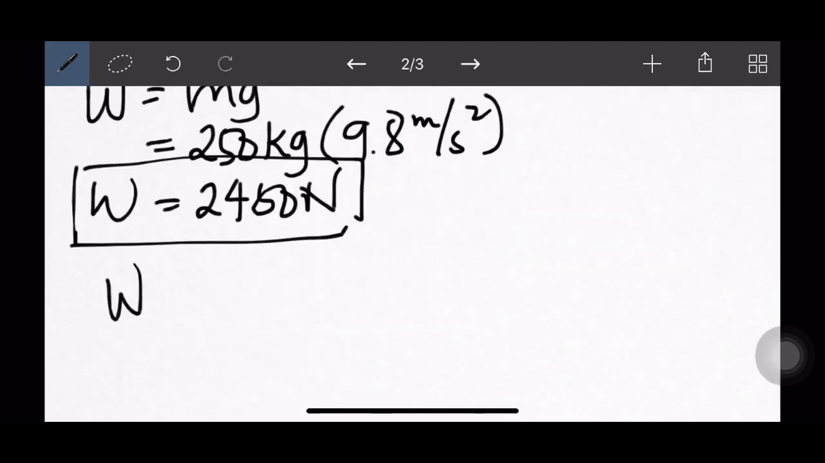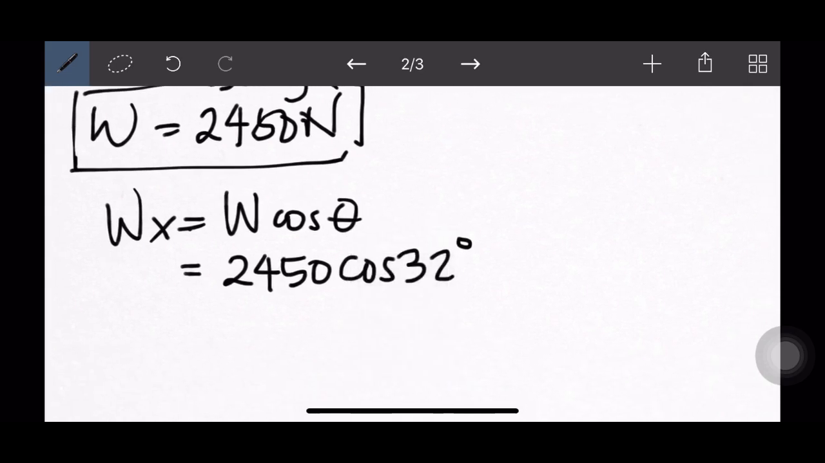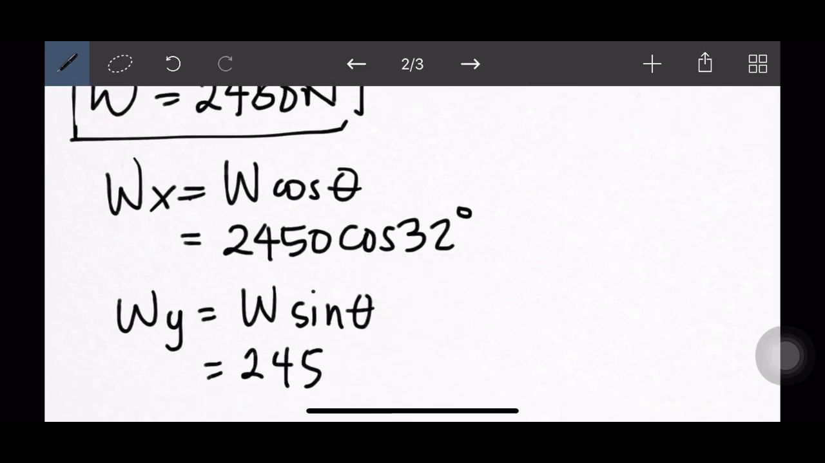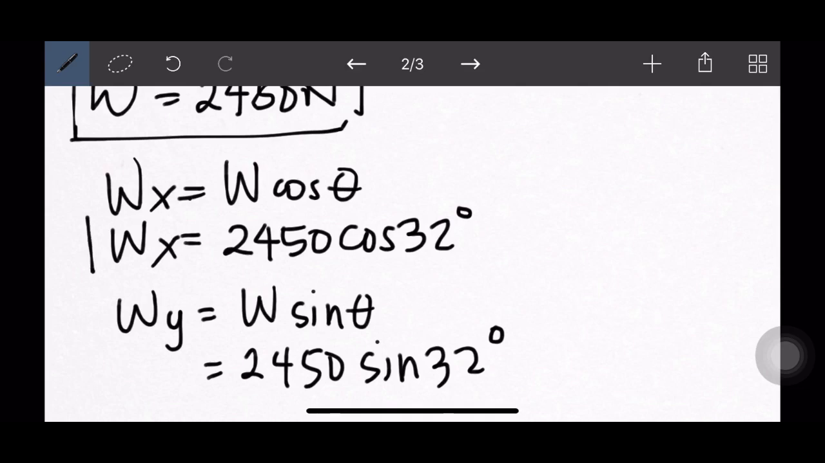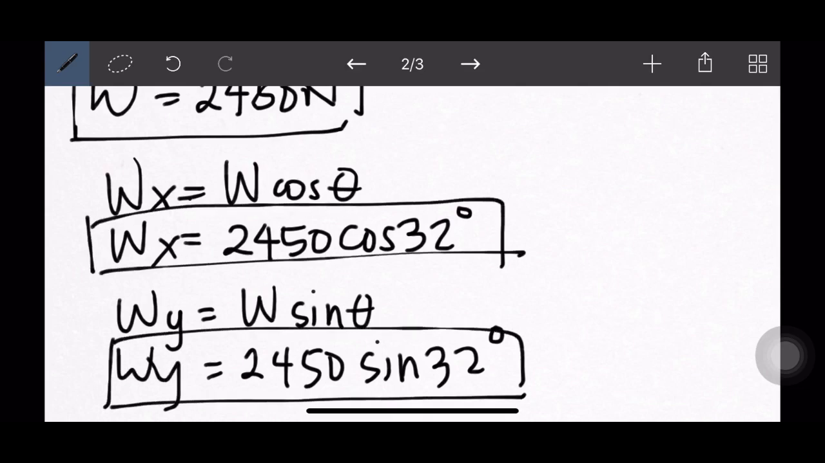So this means that Wx, which is W cosine theta, is equal to 2450 cosine 32 degrees. And for Wy, we have W sine theta. This is also equivalent to 2450 sine 32. Okay, so you can just use these values in solving for the net forces.